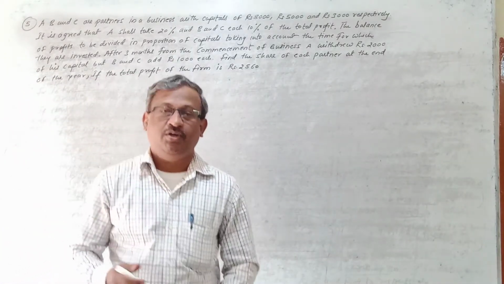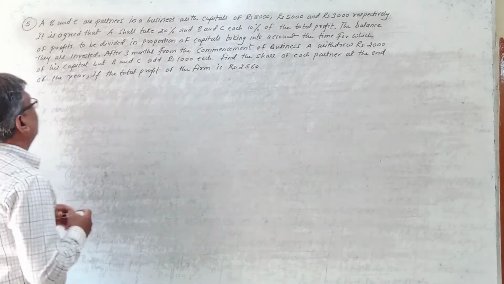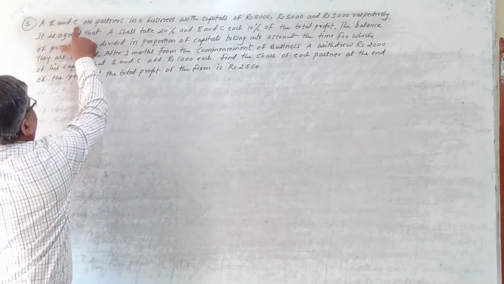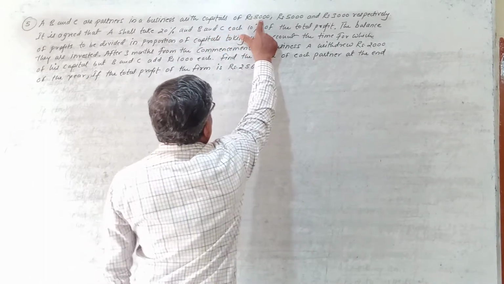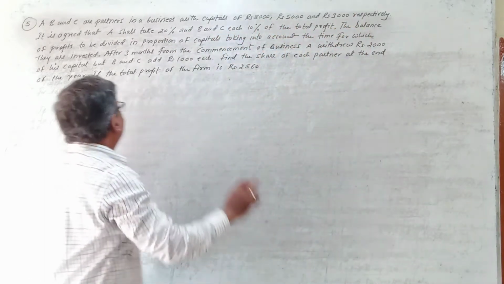Students, let's continue with the next problem on this partnership. Here I have taken the next problem, problem number 5. A, B and C are partners in a business with capitals of rupees 8,000, rupees 5,000 and rupees 3,000 respectively.